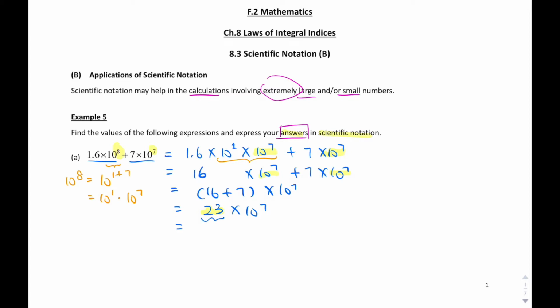For 23, this is 2.3 times 10. So finally, you have 2.3 times 10 to the power of 1 plus 7. And the answer is 2.3 times 10 to the power of 8.